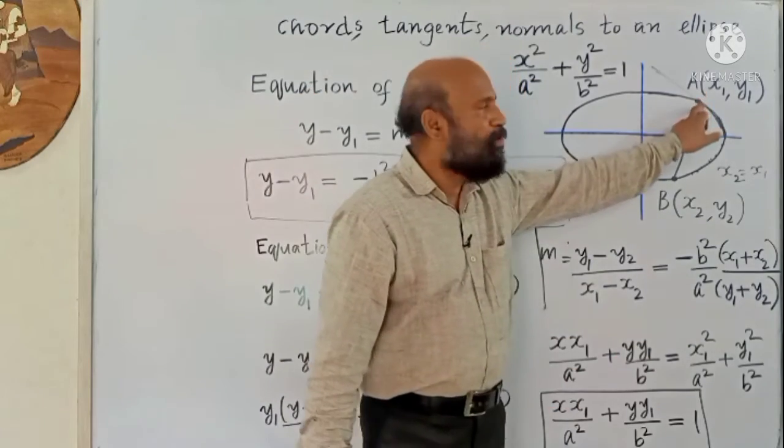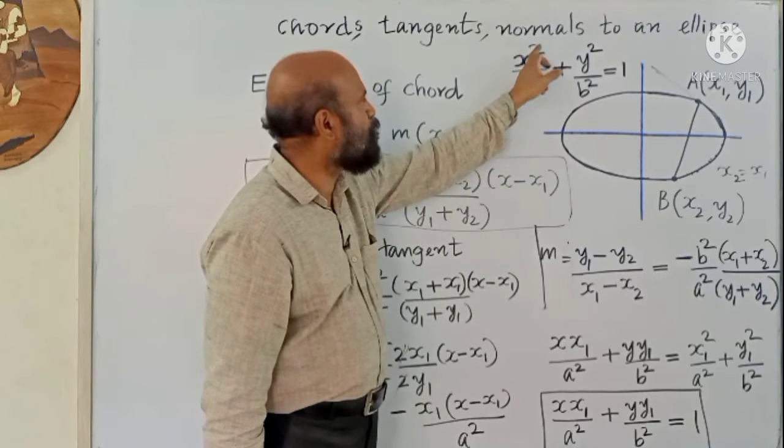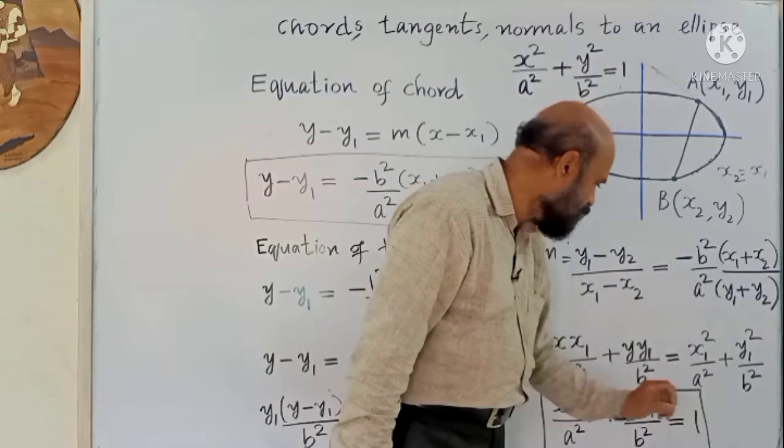Now x1 comma y1 is a point on the ellipse, so it should satisfy this equation. x1 square by a square plus y1 square by b square should be 1. So for this we can write 1.